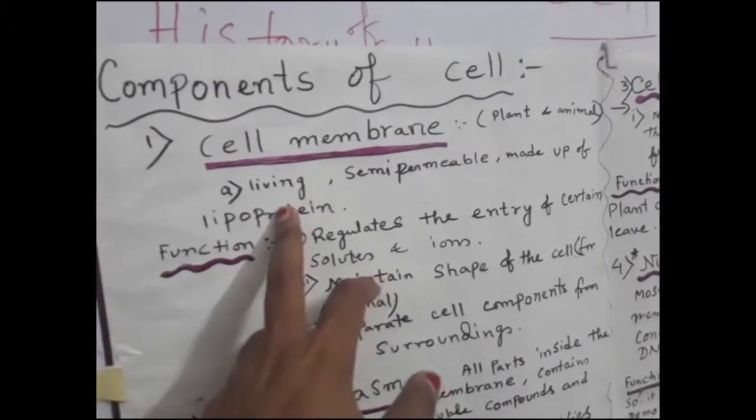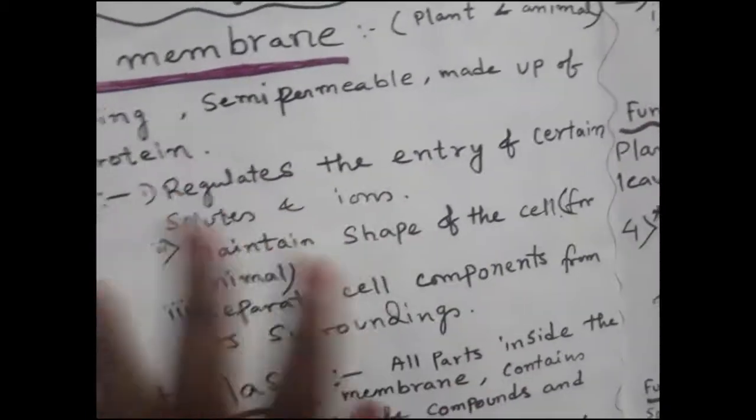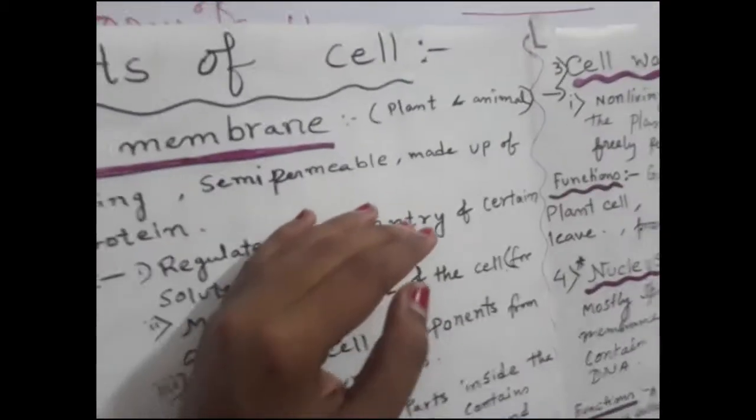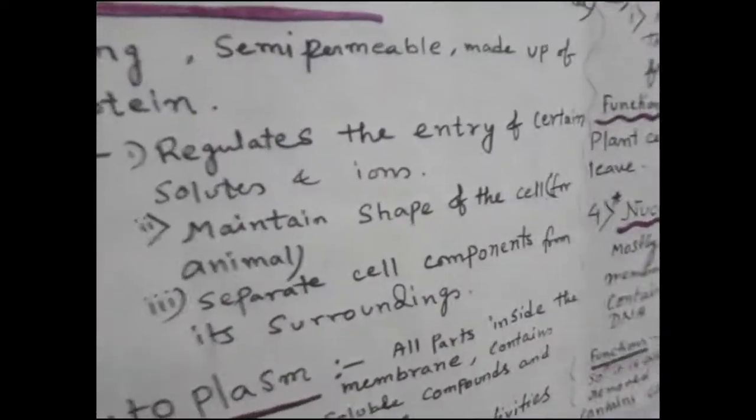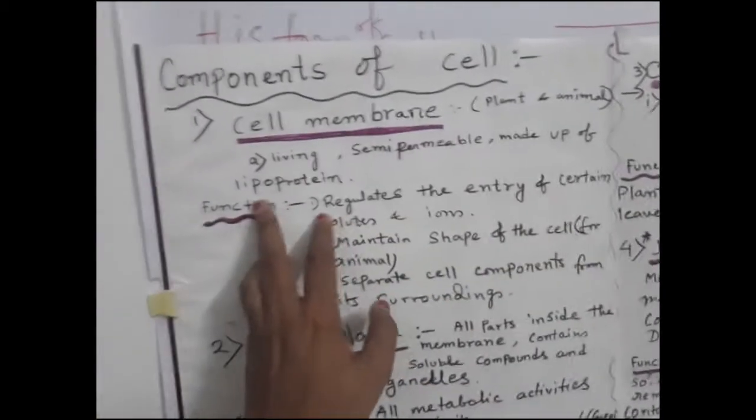Cell membrane, I already told you, is present in both plant and animal cells. And then the feature: this cell membrane is a living semi-permeable membrane. That means it is living, it has life, and it is semi-permeable. That means it is permeable for some chemicals which we need, and it also hinders the entry of other chemicals which we do not need in our body. So it is semi-permeable or differentially permeable. Okay, then it is made up of lipoprotein.